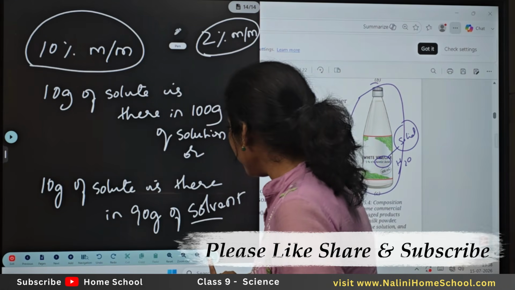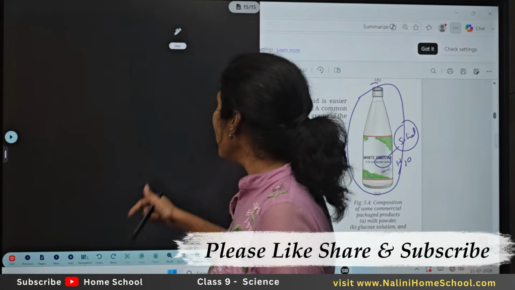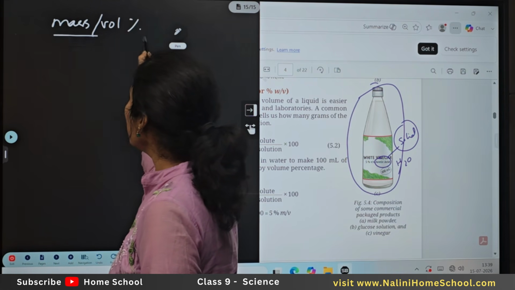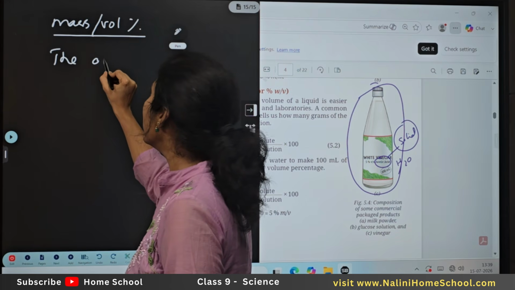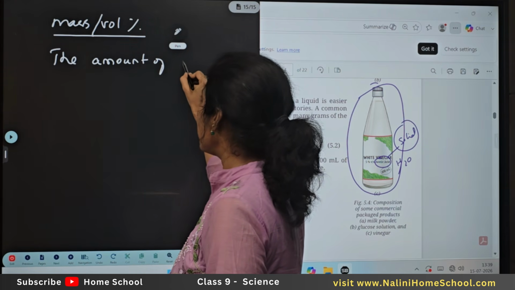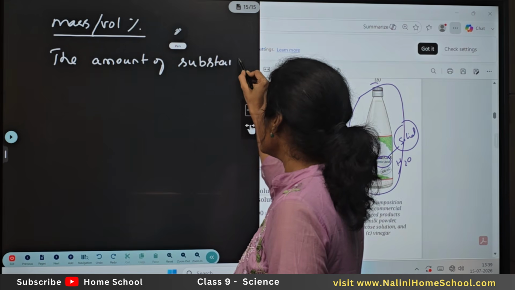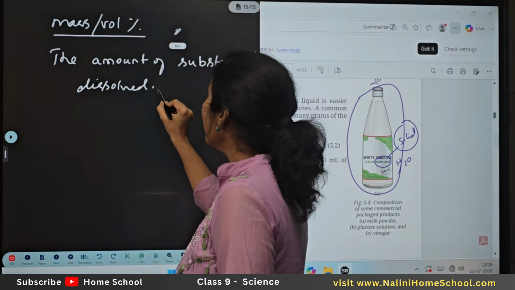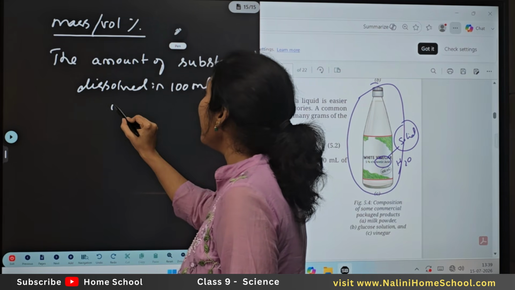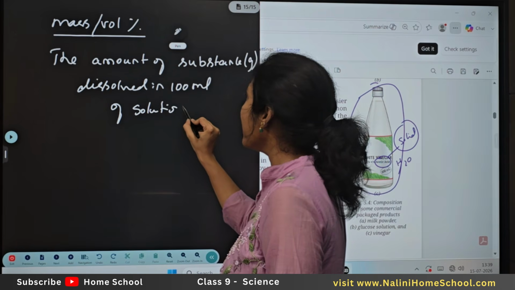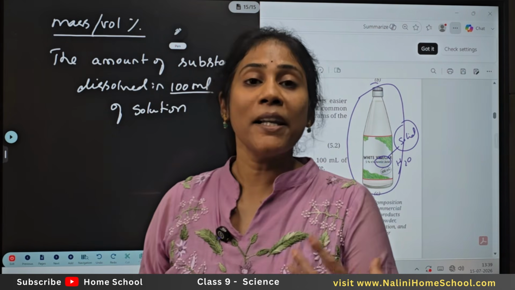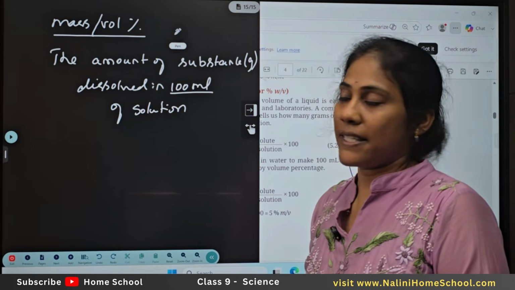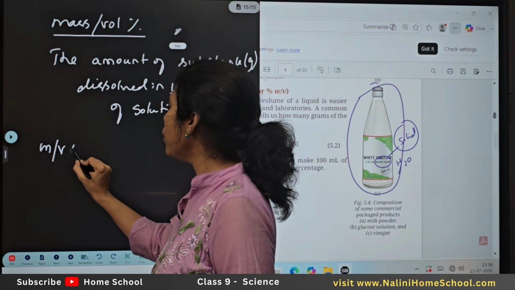Okay, so if I have to give the definition of this particular mass by volume percentage, how do I define it? It is the amount of substance, which you are measuring in grams, dissolved in 100 ml of solution. So the solution you are measuring in volume, the solute you are measuring in mass. If that is the case, you will use this mass by volume percentage. So what is the formula for mass by volume percentage here?